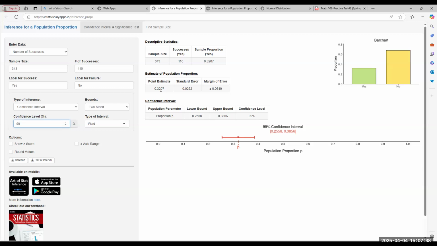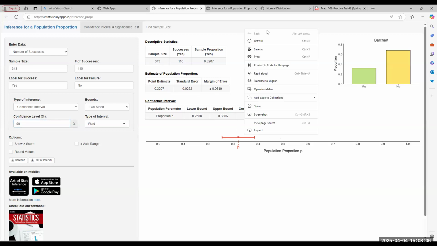This is p hat. The point estimate is 0.3207. Then the standard error, and this is the error we are interested in, positive, negative 0.0649, and this is the interval. The interval is going to be between 26% and 39%. Nice and easy. Okay, so I'm going to report this, and then be done.